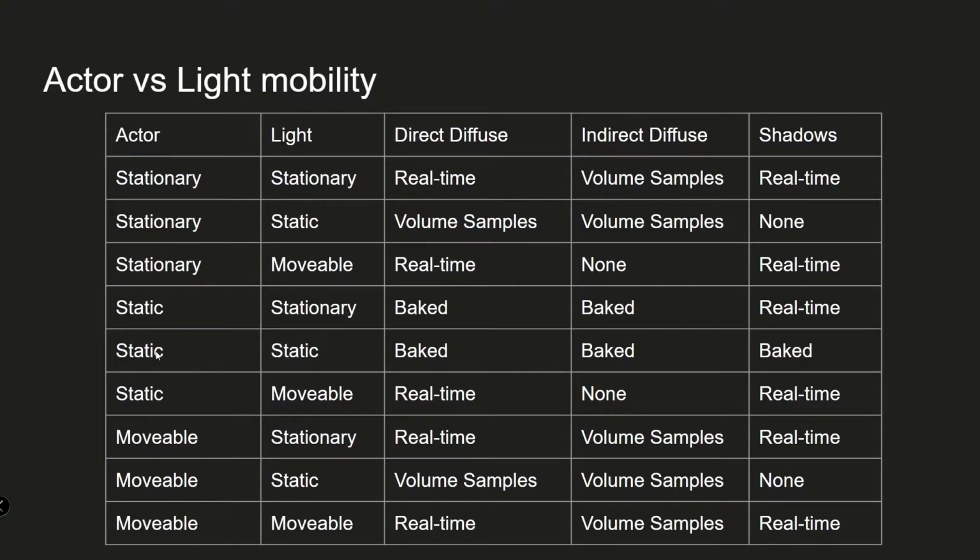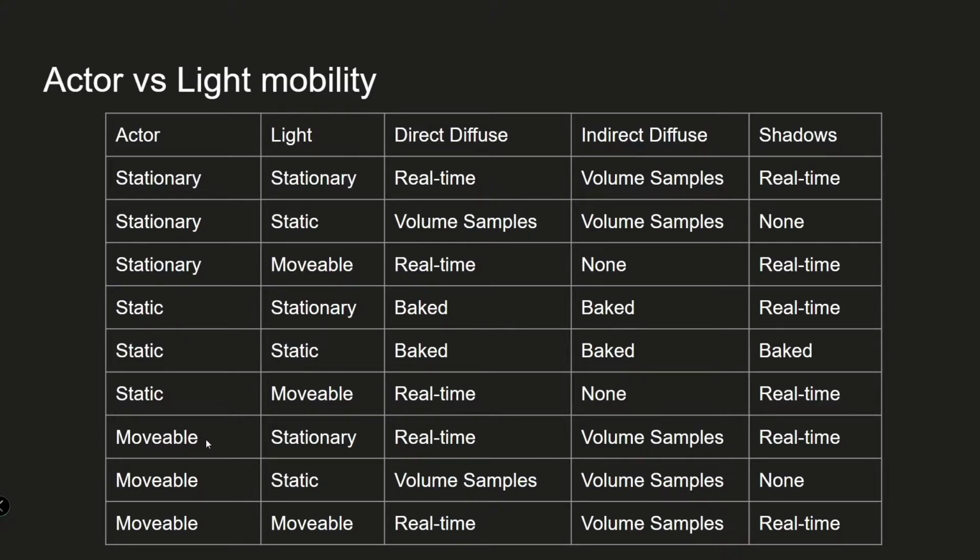So if you move the light, you can't move the object as it's static. If you move the light anytime, it's just going to be the same shadows. It doesn't matter if you move the light. Unless you bake it again, nothing's going to change. Then you have static actor, movable light. So it's going to have real-time direct diffuse. You will not have any indirect diffuse, and you will have real-time shadows.